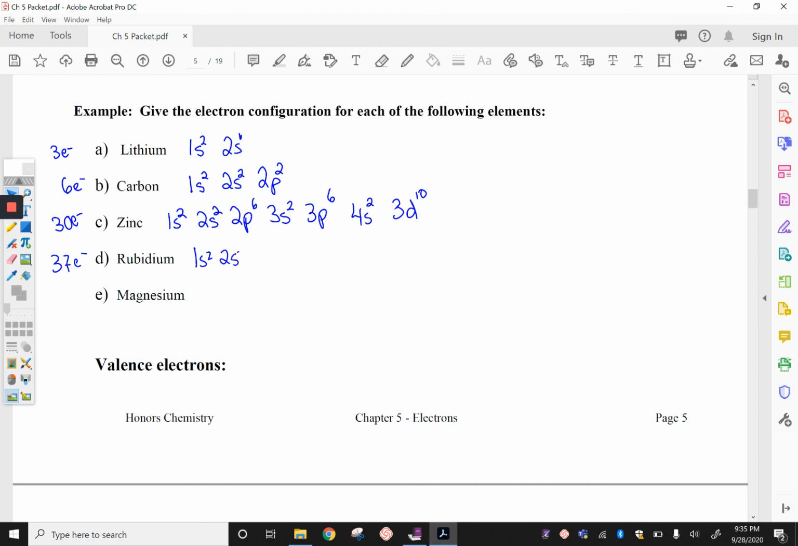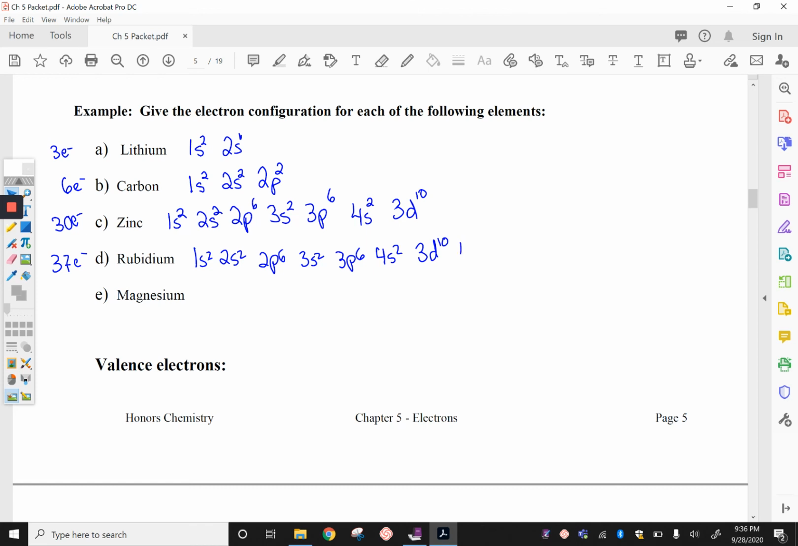1s2, 2s2, 2p6, 3s2, 3p6, 4s2, 3d10. Now, is that 3d filled? Yes, it is. If it was not filled, I keep adding to it until it fills, right? But it already is filled. The maximum it can hold is 10. We already have all 10. So far we've done 30 electrons. We need 7 more. So what comes after the 3d10?